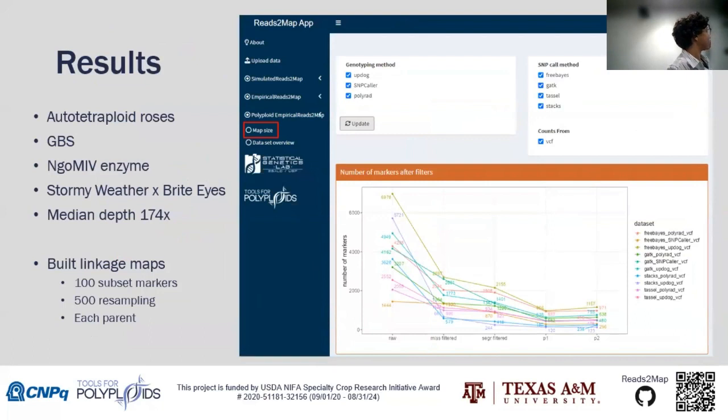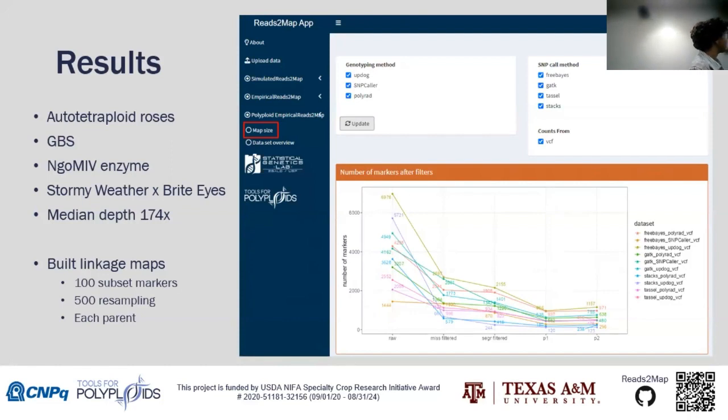And I ran with our roses data. We have GBS, we have many data sets for testing, and here I'm showing just two. So I have this data set that is an autotetraploid roses, it is a GBS, the enzyme used is NgoMIV, and the parents, and I have a median depth of 107.4.